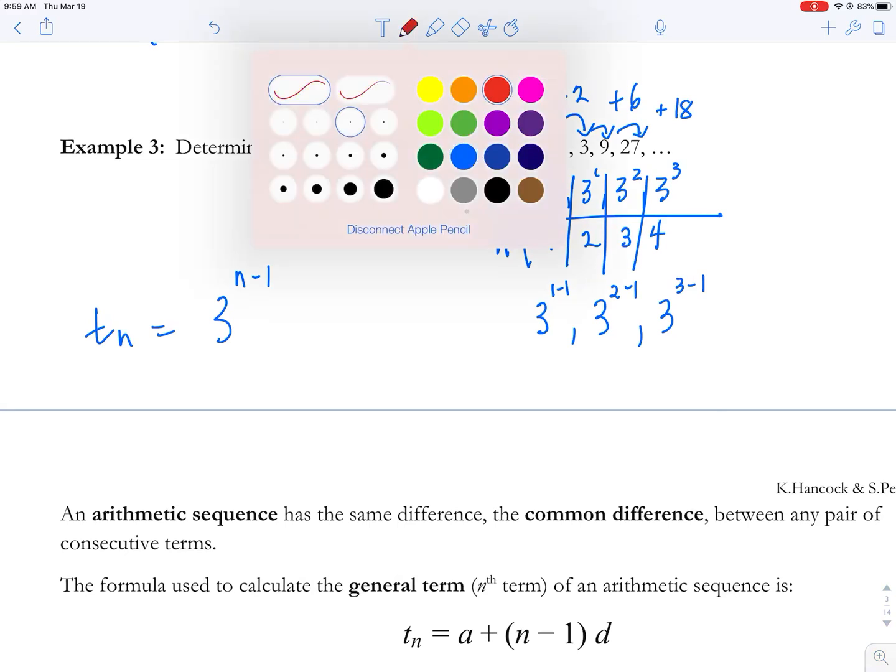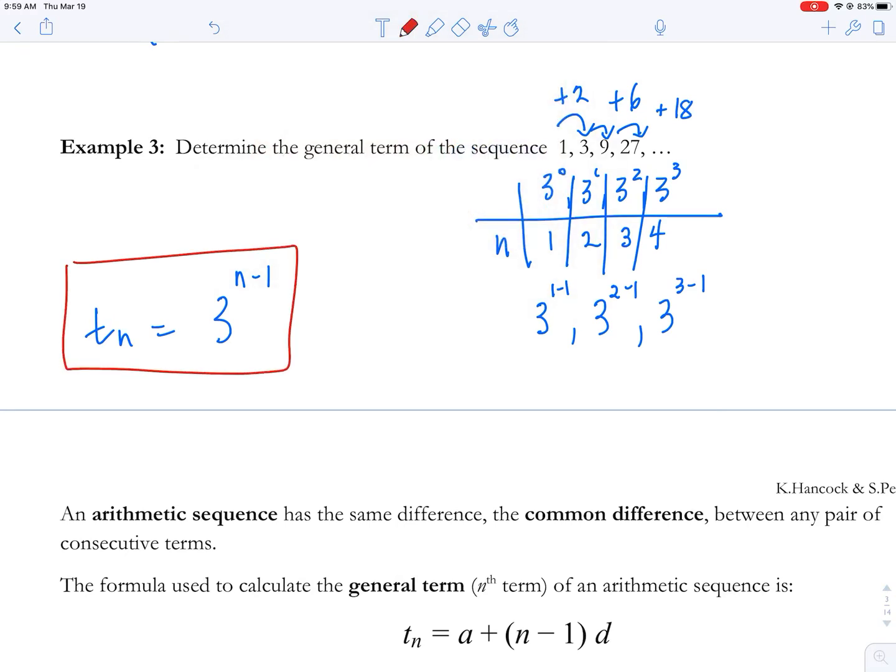So in this case, my general term isn't a recursive term. It's just a general term. Tn equals 3 to the n minus 1.